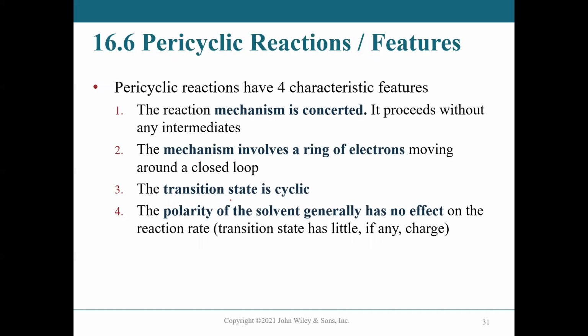So pericyclic reactions have four characteristics. The reaction mechanism is concerted. It proceeds without any intermediates. The mechanism involves a ring of electrons moving around a closed loop. The transition state is cyclic, and the polarity of the solvent generally has no effect on the reaction rate.